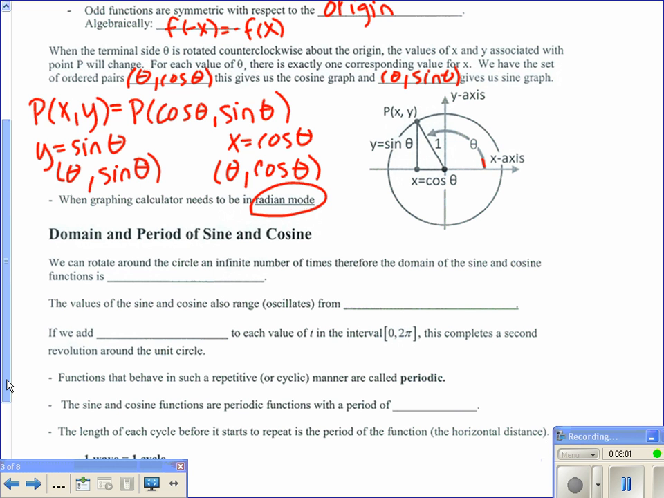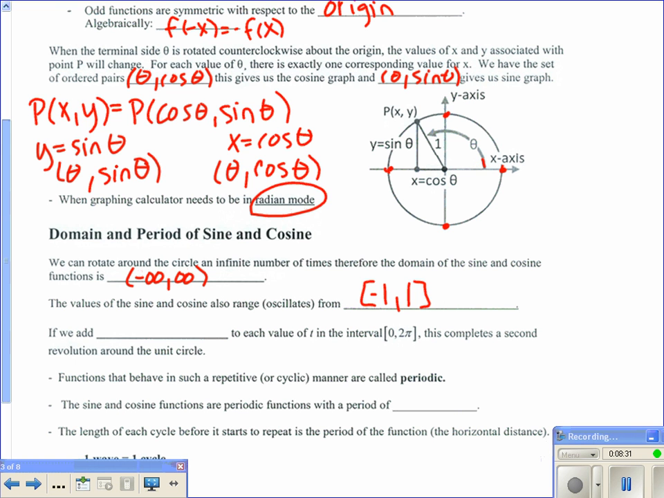We can rotate around the circle infinitely many times, either in the positive direction or the negative direction. Therefore, the domain of both sine and cosine is always going to be negative infinity to infinity, so all real numbers. These values of sine and cosine also range, or oscillate, from -1 to 1, because the highest and lowest points we can go on our graph are in between those values.